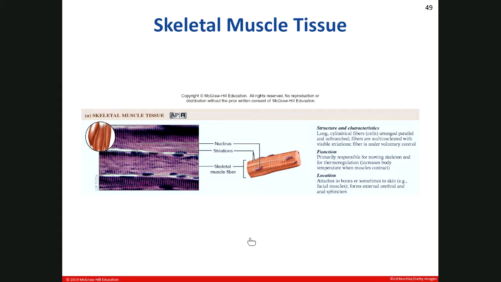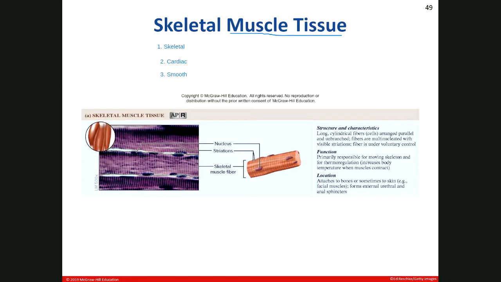So the first one is muscle tissue. Muscle tissue has three types, and I'll type them out here real fast. First type is the skeletal. The second one is cardiac. And the third is smooth. So those are the three muscle tissue types.